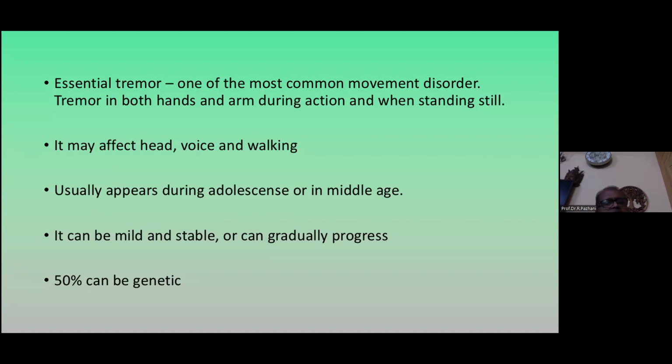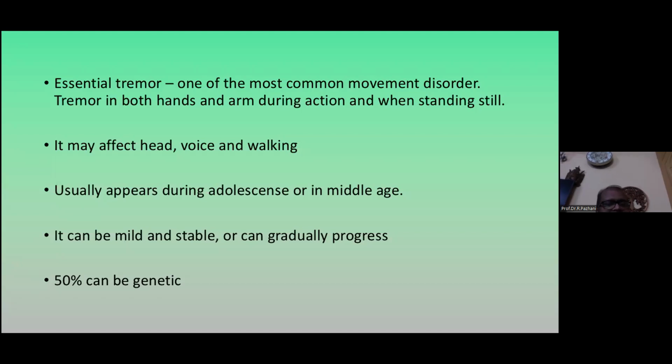The tremor can be mild and non-progressive, or it can be progressive with manifestation in many parts of the body. It usually appears during adolescence or in middle age. It can be mild and stable or can gradually progress. There are times patients come to the clinic with a very mild postural tremor and ask me, what is wrong with me? Is it something serious? I tell them it's called essential tremor and it is very mild. Do you want to label it or do you want to treat it? They say, I just want to know what it is. I'm not interested in any treatment now. I'll come to you if it is troubling. So there are times people just want to know the name of the disease.